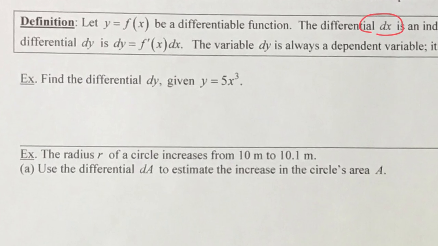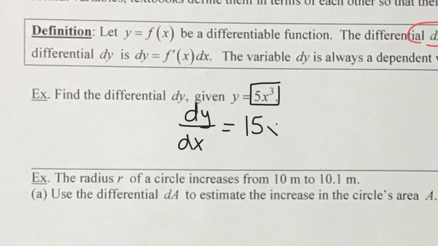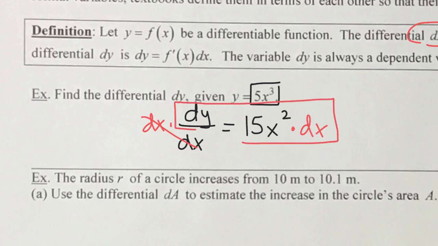Okay, so let's see. Find the differential dy given y equals 5x cubed. So we're going to use that definition and take the derivative, which is dy dx equals, what's the derivative of 5x cubed? 15x squared. Okay, so we start this off just like you start off any other derivative, but now we're going to multiply both sides by this denominator to get our differential. Okay, dy equals 15x squared times dx.